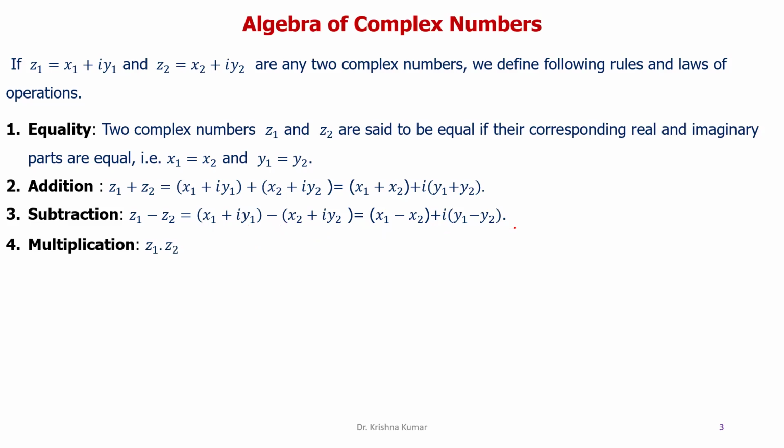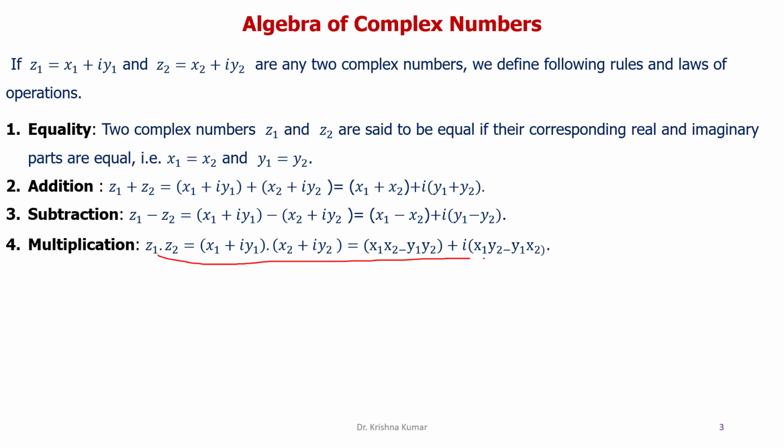Then multiplication. z1 multiplied with z2 is given by x1 plus iy1 multiplied by x2 plus iy2. It gives us x1 x2 minus y1 y2 plus i times x1 y2 plus y1 x2. This is the multiplication of two complex numbers.